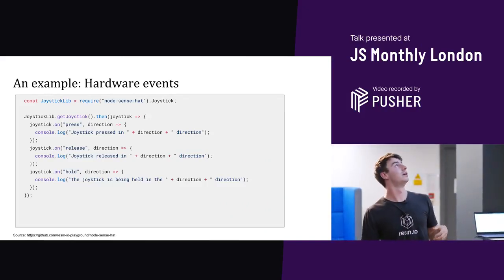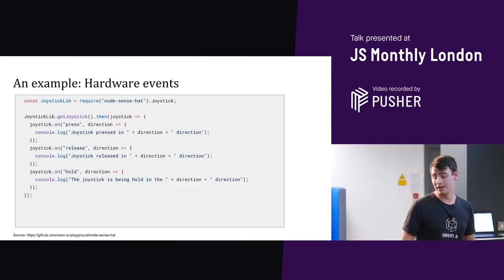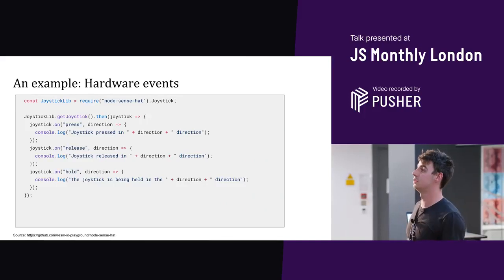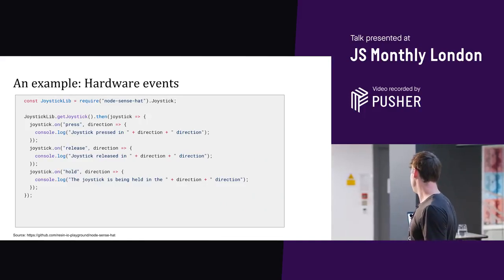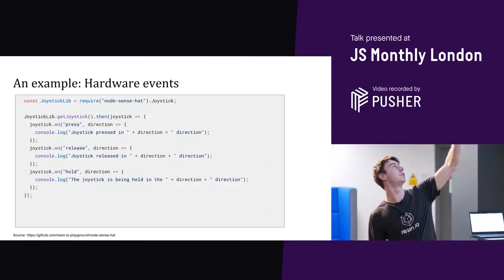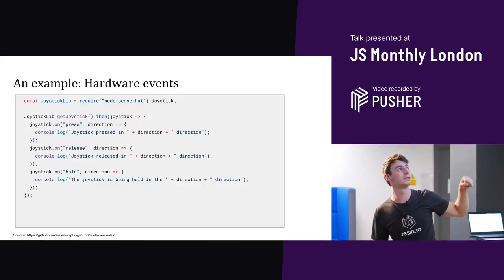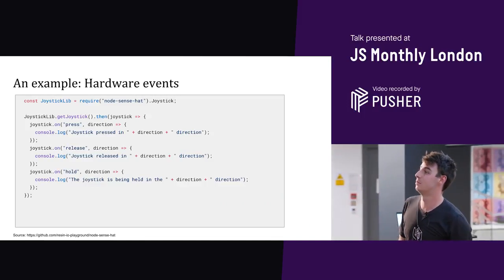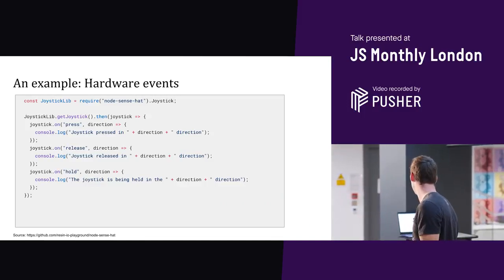Even hardware events are made extremely easy. I'm sure everyone's familiar with a JavaScript event emitter, so what you would do in this case, you would ask for a handle to the joystick. You would set up callbacks for joystick events. So in this case, we've got press, release, and hold. And this is, again, very, very typical JavaScript. And this is running on a device out on the edge.